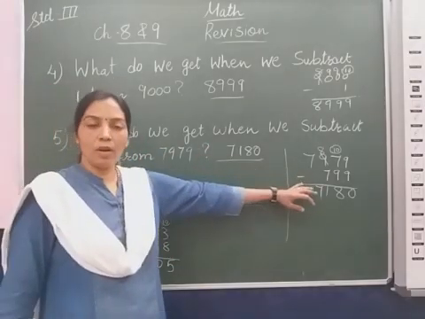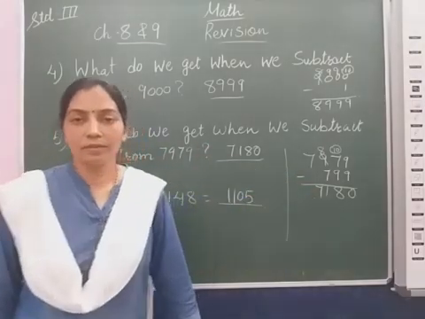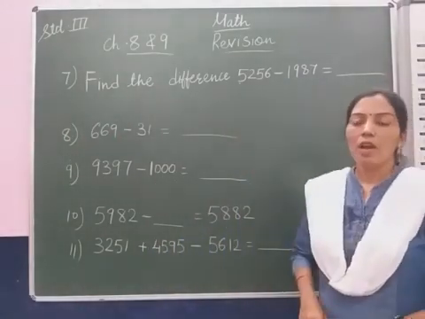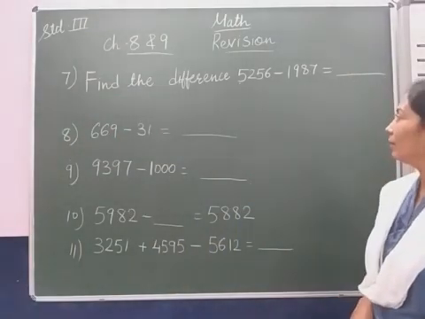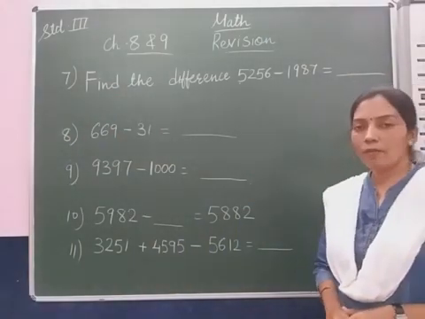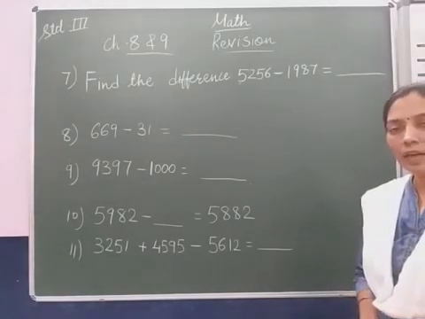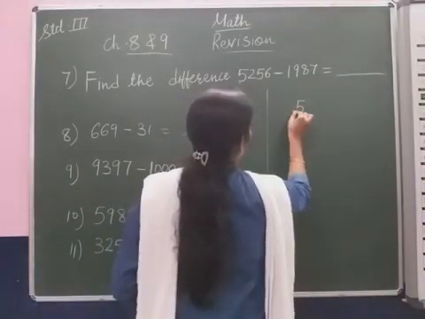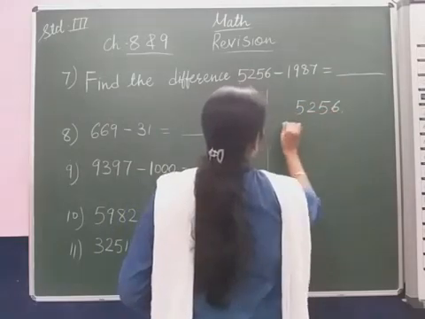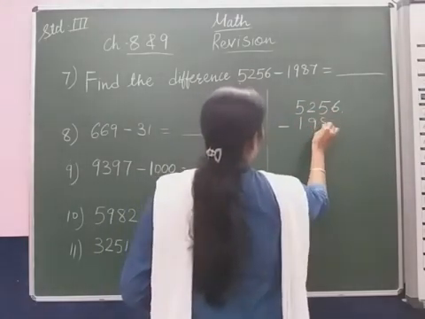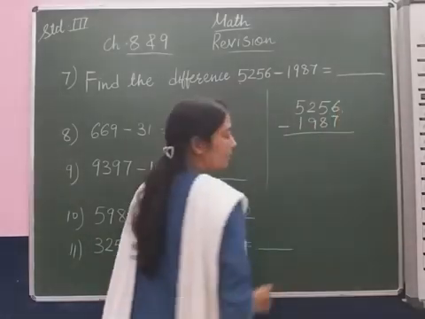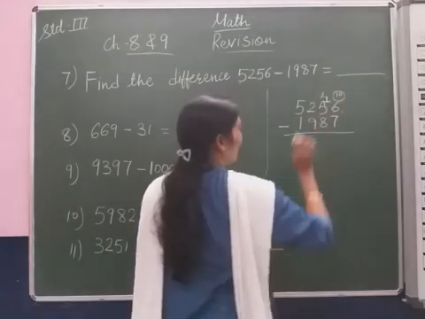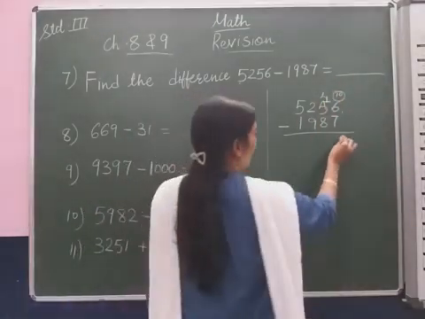Here also we subtract a 4-digit number by a 3-digit number. Here the question is given, find the difference. The 4-digit number is given, 5,256 minus 1,987. So here we are doing the subtraction and finding the difference. 5,256 minus 1987. 6 minus 7 not possible, so we borrow from the tens place. Now 16 minus 7, 9 remains.